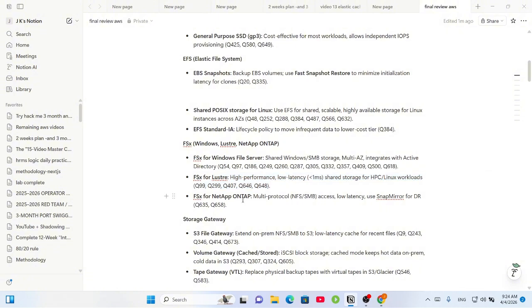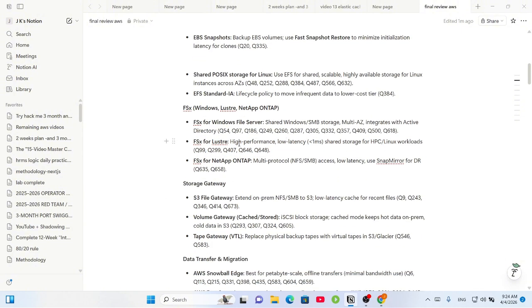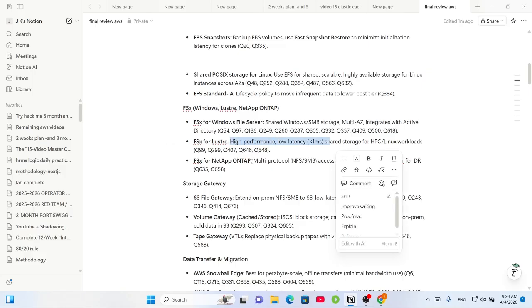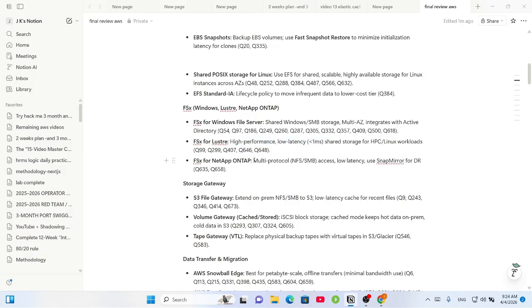Okay, so that's the idea. And FSx for NetApp on top. This is multi-protocol, NFS and SMB access, low latency, uses SnapMirror for DR. So this is used for enterprise. NetApp on top works for both Windows and Linux. It is used for big enterprise shared storage.